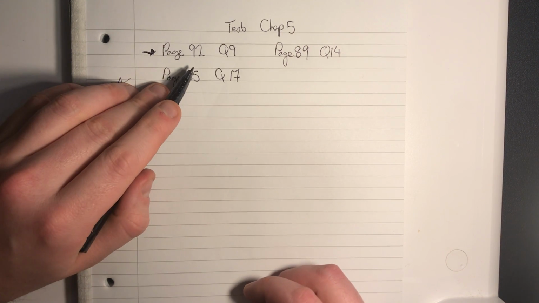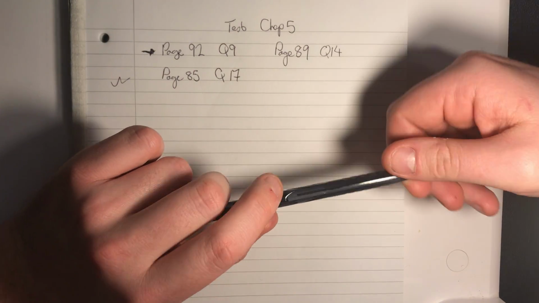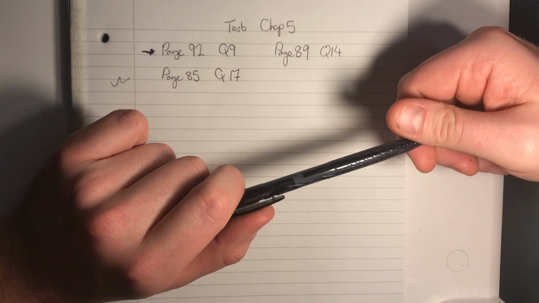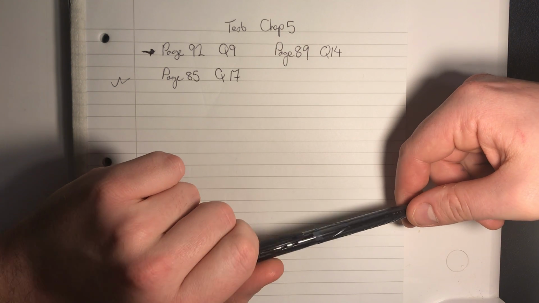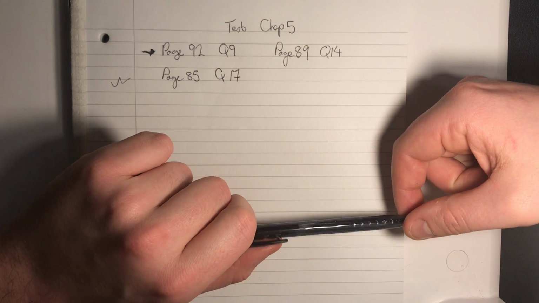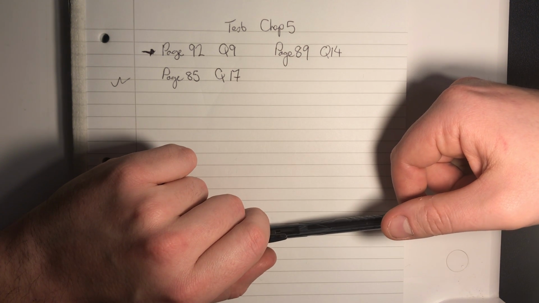Page 92, question 9. Emma is paid €10.40 per hour for a 35-hour working week. For each hour over 35 hours, she's paid 1.5 times the normal hourly rate. So if she works 36 hours, that 36th hour she will be paid 1.5 times her normal hourly rate. So instead of getting 10.40 an hour, she will get 15.60 an hour. Her tax credit for the week is that, and the standard rate of tax is that.